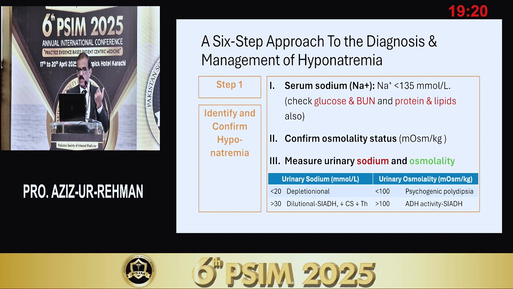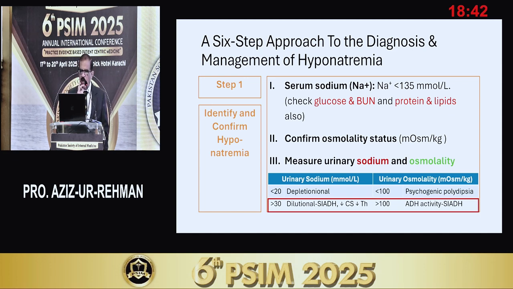But if there is increased urinary osmolality, that means ADH activity is high. It could be due to abnormally high ADH, as in the syndrome of inappropriate ADH secretion, or physiologically high ADH, like in a state of dehydration. So I hope this is making some sense. So if somebody has increased urinary sodium more than 30, and there is increased ADH level, this would indicate dilutional hyponatremia due to syndrome of inappropriate ADH secretion, or due to hypocortisolism, or due to hypothyroidism.